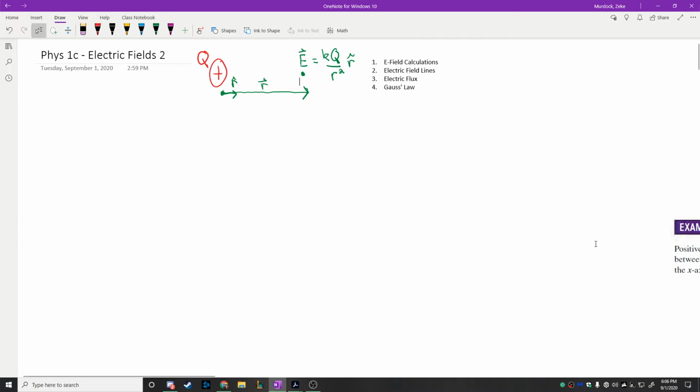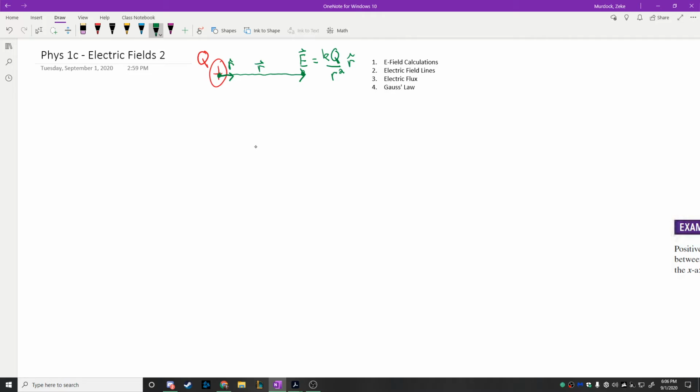Technically, if I really want to do this right, the picture doesn't look quite right. We would want to move this up to right there. That's the proper way to do it. So this is the definition of the electric field of a point charge. It says that all around the point charge, this thing exists.